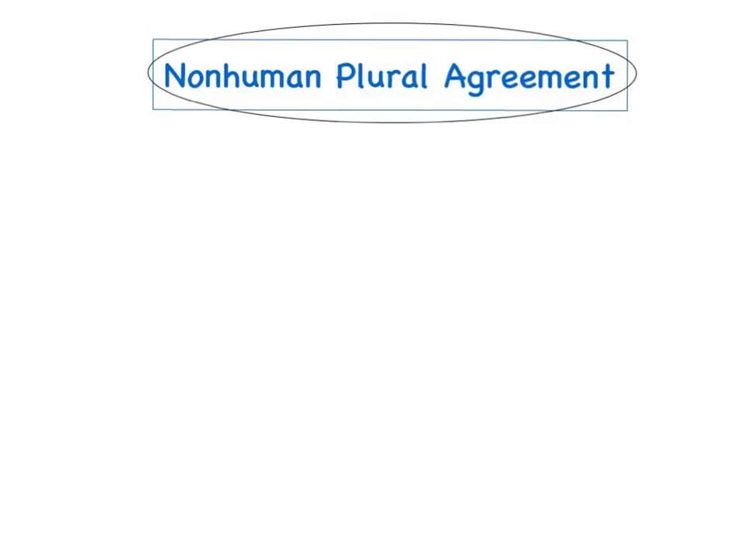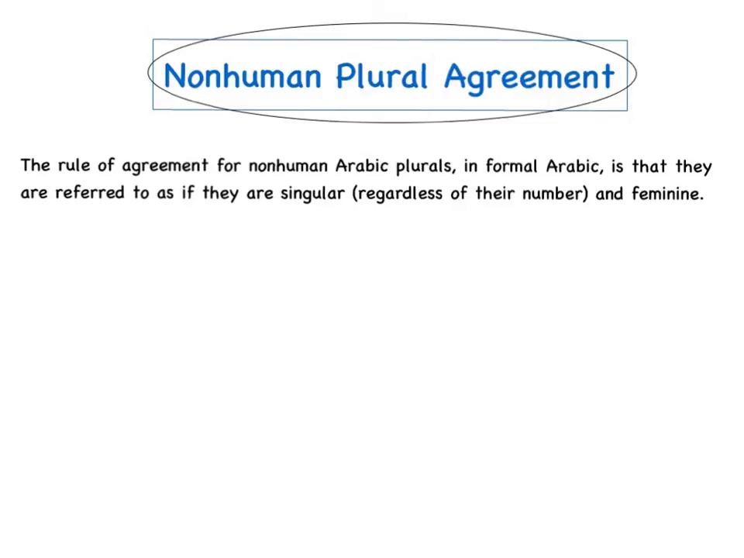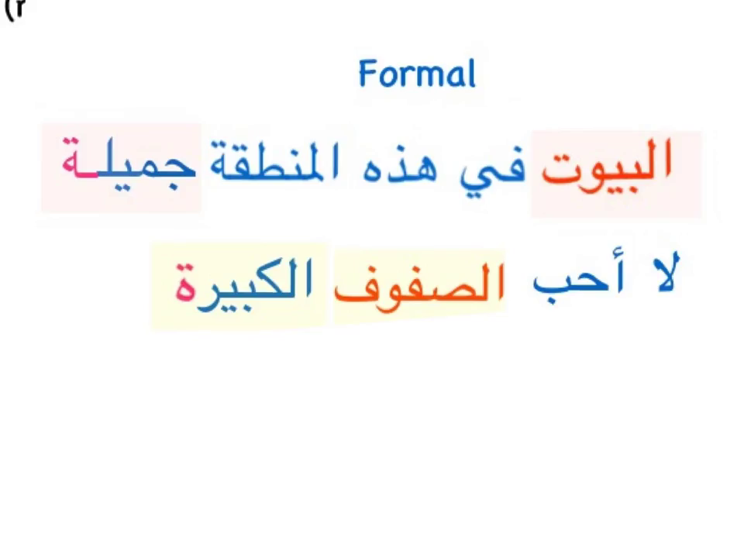Non-human plural agreement. The rule of agreement for non-human Arabic plurals in formal Arabic is that they are referred to as if they are singular, regardless of their number, and feminine. So in formal Arabic we would say البيوت في هذه المنطقة جميلة. Notice how البيوت, meaning houses, is a plural noun, but the adjective جميلة describing it is singular and feminine, hence the تاء مربوطة.